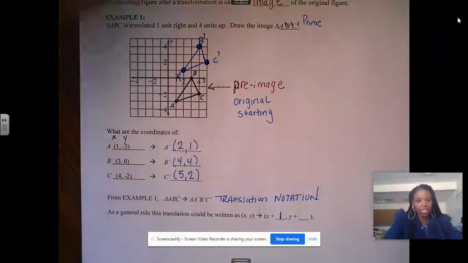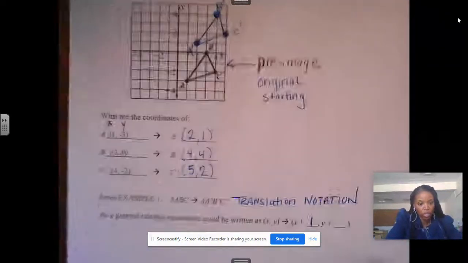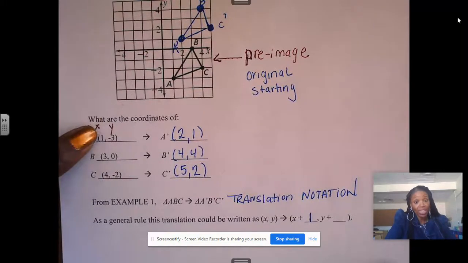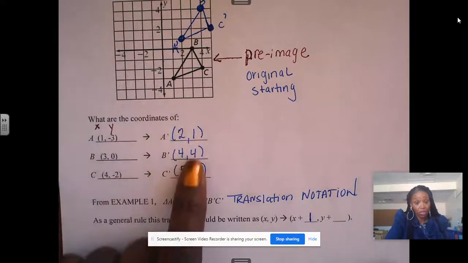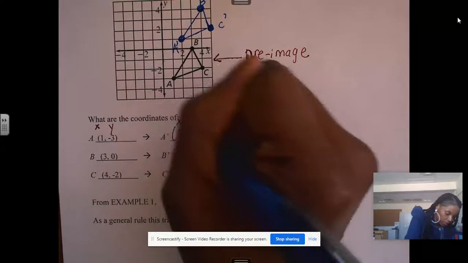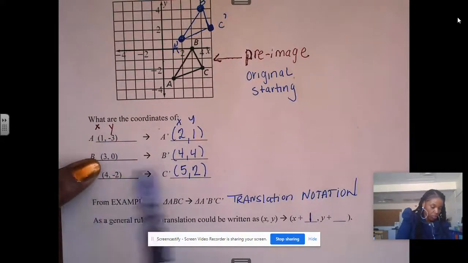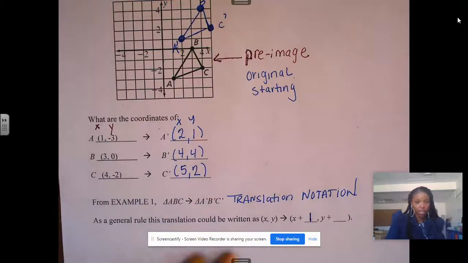And all it means is my original figure, they gave me the coordinates right here. That's all my x's for my original. If I added 1 to each one of these, I would end up with my new x's, because this is x and this is y. And if you add 1 to each one of the x's, you're going to end up with that number. Okay? And then what else did it say?